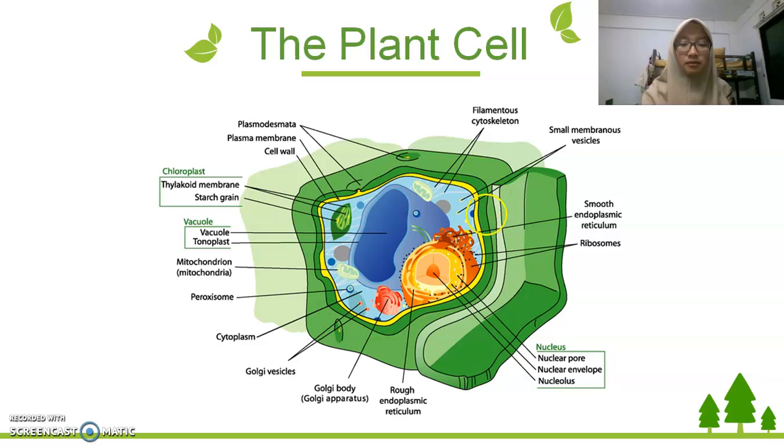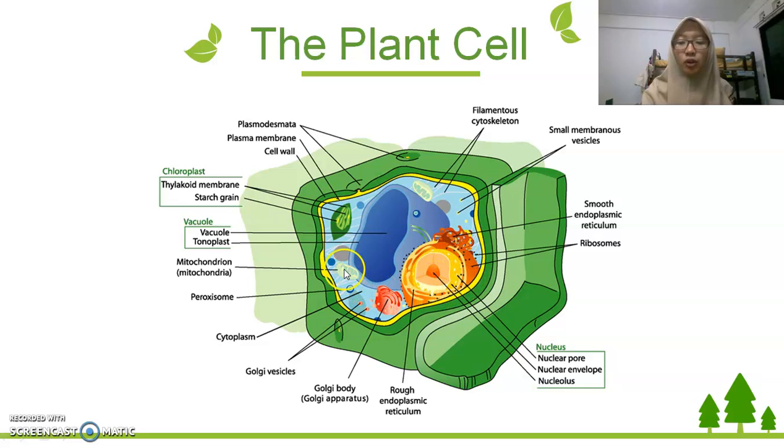And this is a smooth endoplasmic reticulum. The function of the smooth endoplasmic reticulum is for synthesis of steroids, regulating calcium level, and breaking down toxins. This is a ribosome. The function of the ribosome is to organize the production of protein.